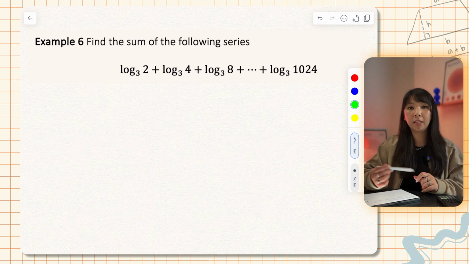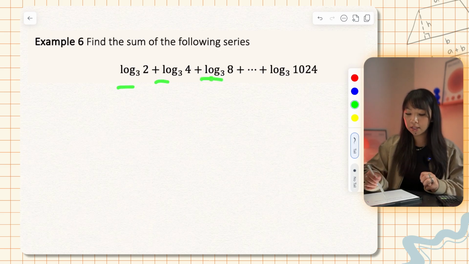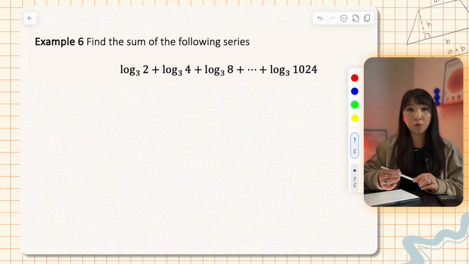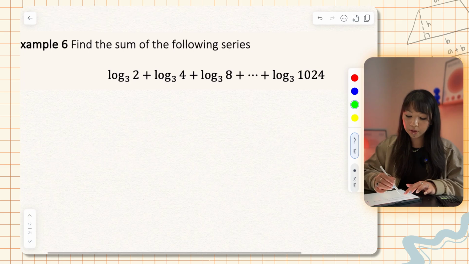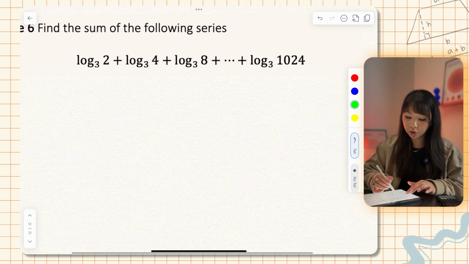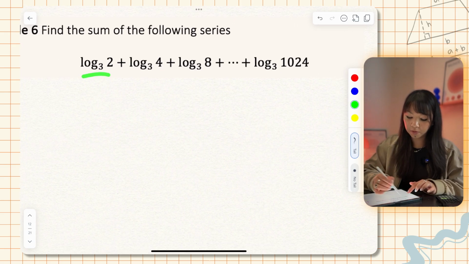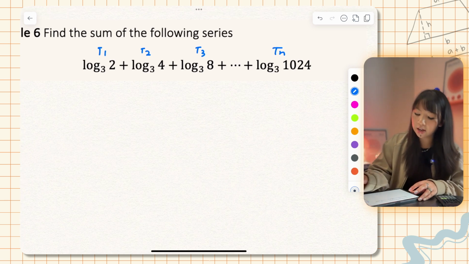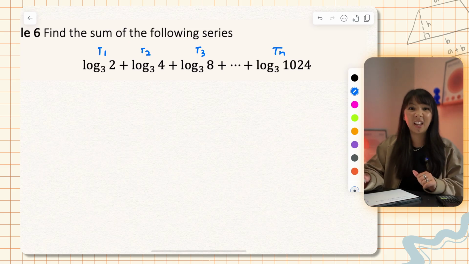Now here is another application. Example 6, application of the sum of an arithmetic progression. But you're going to notice that our terms are getting quite interesting. They're not just numbers anymore, they're logs. So if I want to find the sum of this series, you're going to notice that my first term is log base 3 of 2. This is my second term. This is my third term. And this here, I have no idea what number that is. That's going to be my nth term.